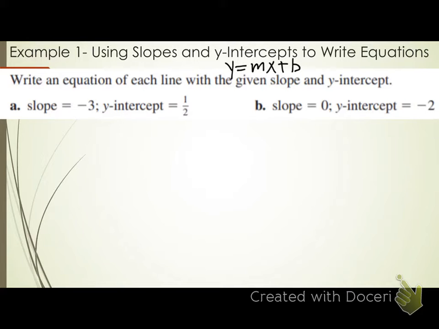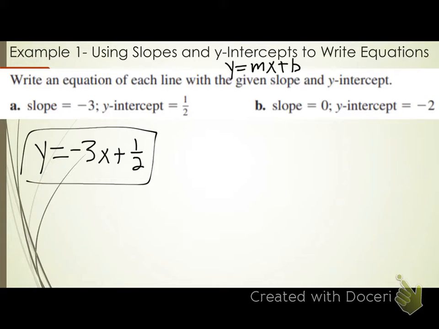Now I can just start plugging in. So for letter A, I'm going to replace my slope, my m value, with -3. So I get y equals -3x. I'm going to replace b with my y-intercept, 1/2. So plus 1/2. Do I now have an equation of the line? Yes, I do. There's my answer. That's all I have to do there. If you have the slope and y-intercept, plug in the slope for m, plug in the y-intercept for b. And there's your answer.